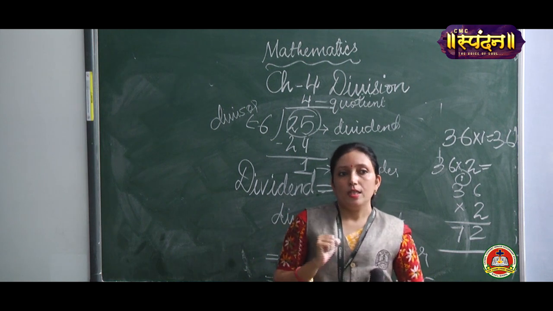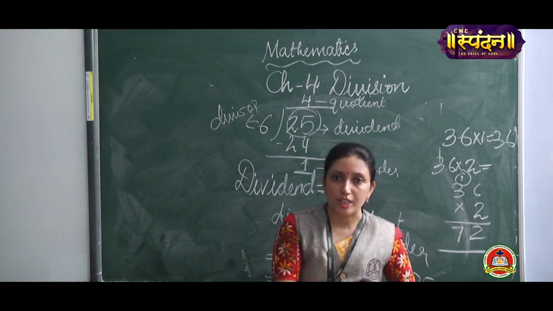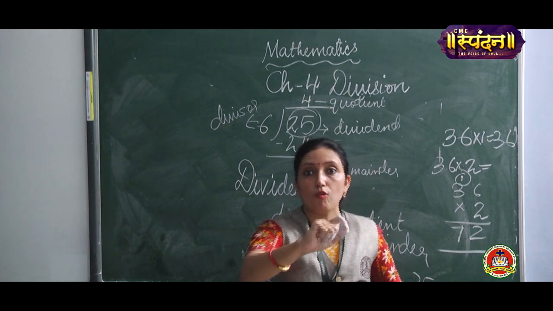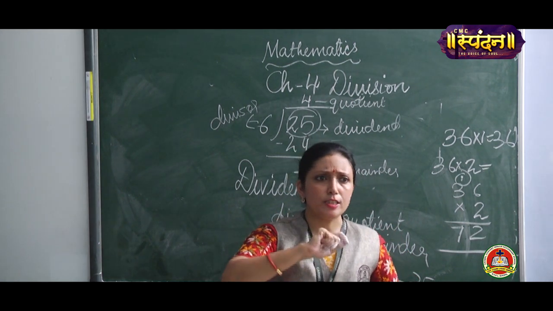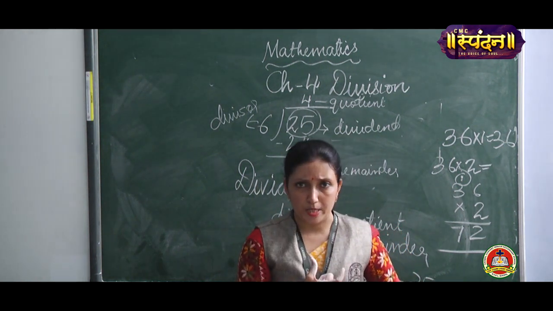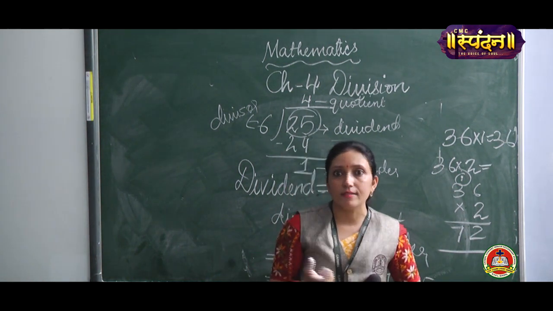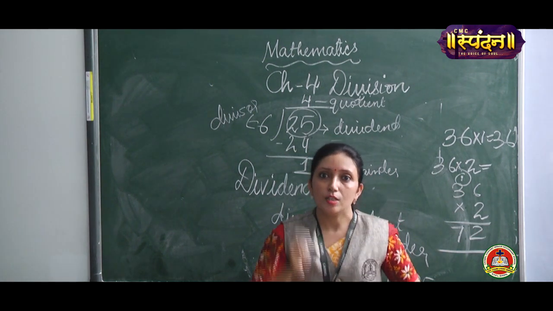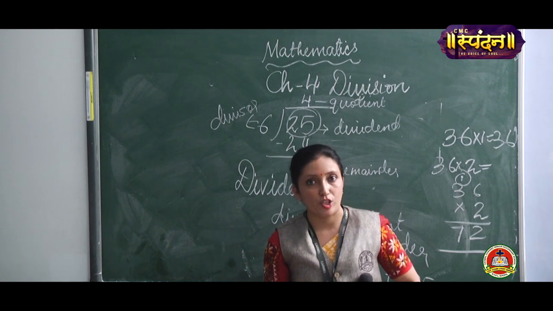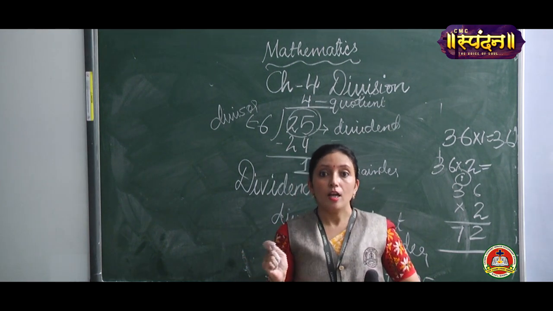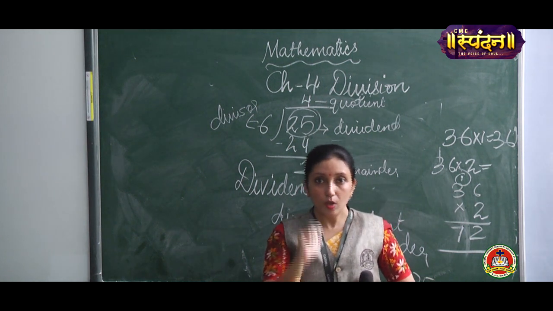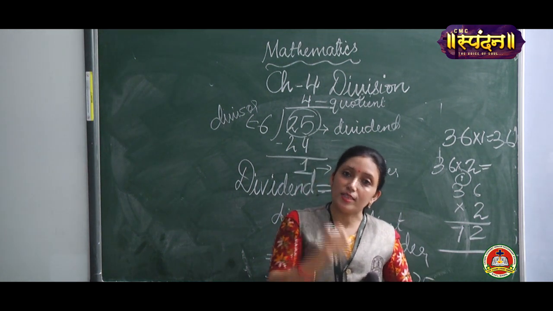And see children, as we have learned for multiplication, when I have been given the price of one thing, like the price of one toffee, suppose it is a Dairy Milk of 10 rupees. Now I want 100 Dairy Milk. How much will be the cost? I know that whenever I am calculating for more things, it is multiplication. So I want to buy 100 into 10, that is 1000.